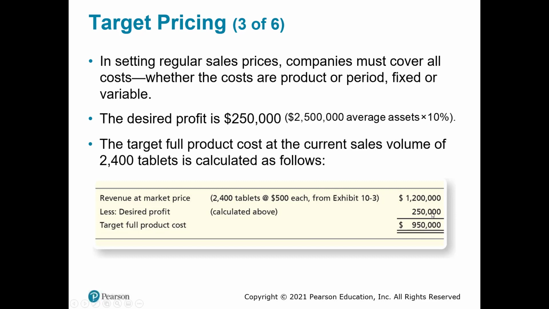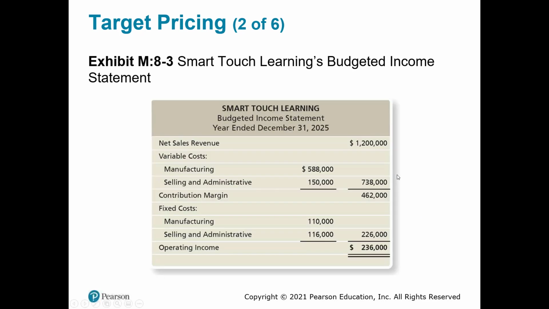Well, if we have to have that profit level and we can't change the amount of revenue that we generate, our only option, really, one of our options, but our main option, is to somehow figure out how to make 2,400 tablets for a cost of $950,000.